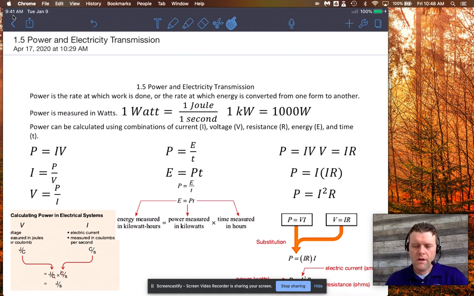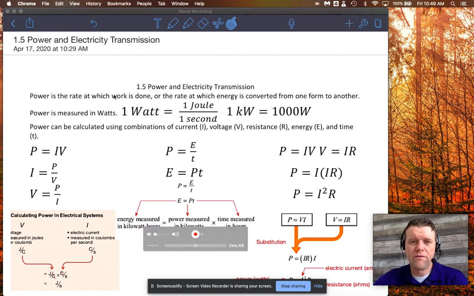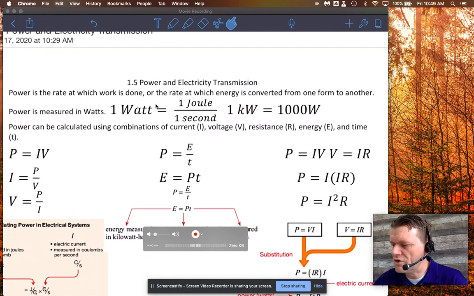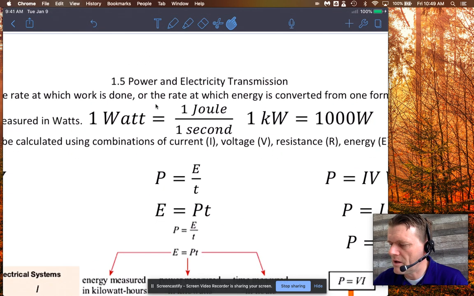So power is the rate at which work is done, or the rate at which energy is converted from one form into another, and it's measured in watts. The most common reference for everybody is a light bulb. Light bulbs are rated in watts in terms of how much energy they use or consume per second. There are issues with efficiency there, but don't worry about that for this. A watt, then, is a joule per second. You can see that right there.